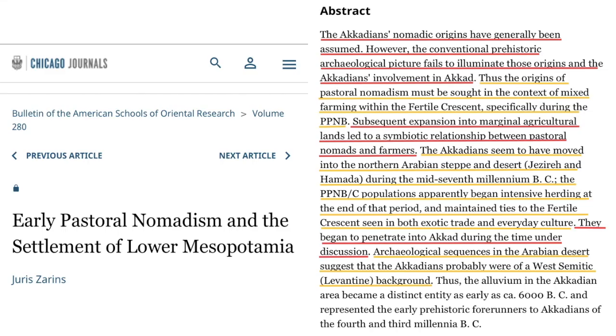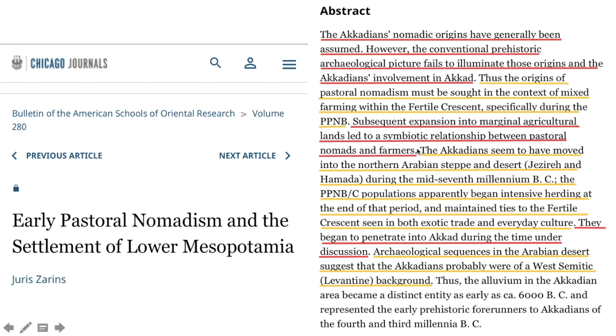So I'm going to read what's in yellow. Thus, the origins of pastoral nomadicism must be sought in the context of mixed farming within the Fertile Crescent, specifically during the PPNB. So PPNB, Pre-Pottery Neolithic B, seems to be important. Again, I'm reading what's in yellow.